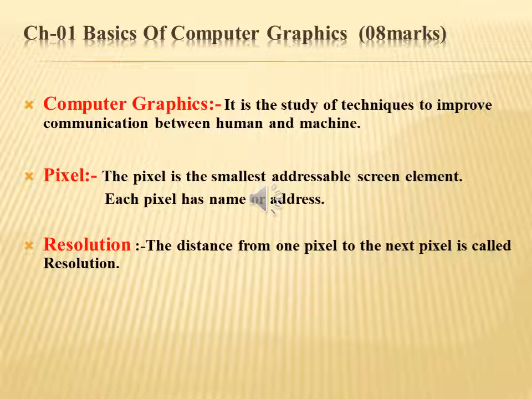Then next is resolution. The distance from one pixel to the next pixel is called the resolution. It measures the number of pixels in a digital image or display. It is defined as the width by height, where W is the number of horizontal pixels and H is the number of vertical pixels. Then the resolution is defined as W into H.